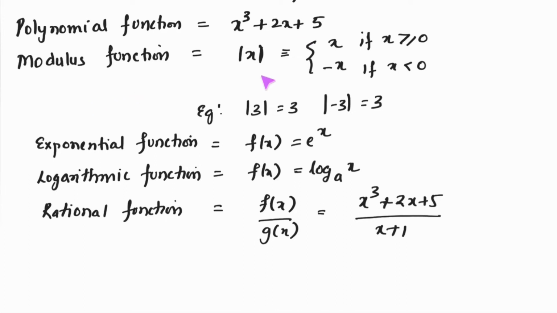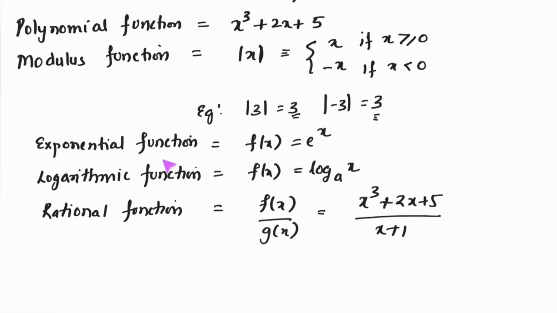Modular function. So any expression that has mod x, say for example mod 3. Modulus function is nothing but it does not care about negative numbers. It will always be positive. So if you have something like mod x, or if you have mod minus 3, then it is always 3. Mod 3 is also 3. The number is always positive. So if you have an expression with mod, then it is modulus function.